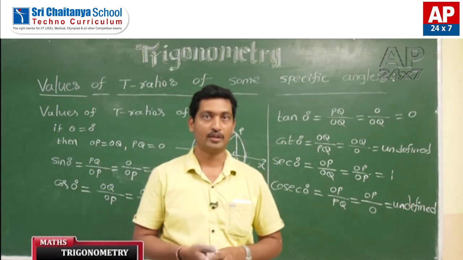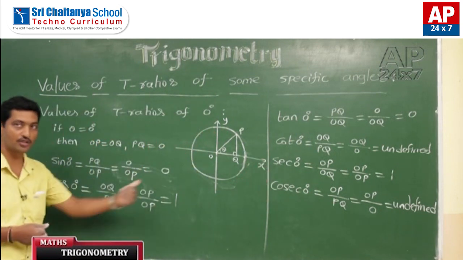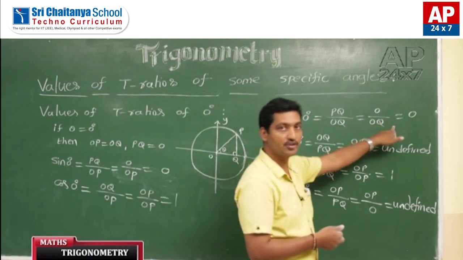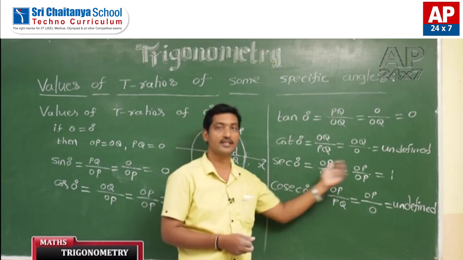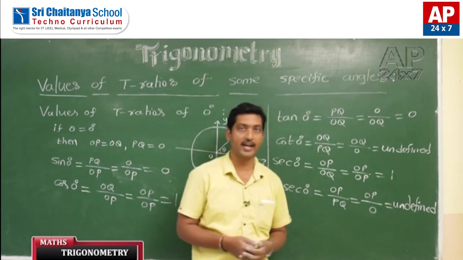Okay, children? Let me say again: sine 0 degrees is equal to 0, cos 0 degrees is equal to 1, tan 0 degrees is equal to 0, cot 0 degrees is undefined, secant 0 degrees is 1, and cosecant 0 degrees is also undefined.